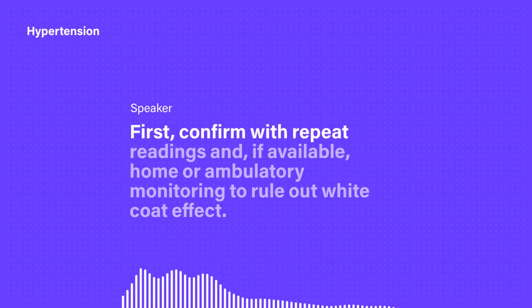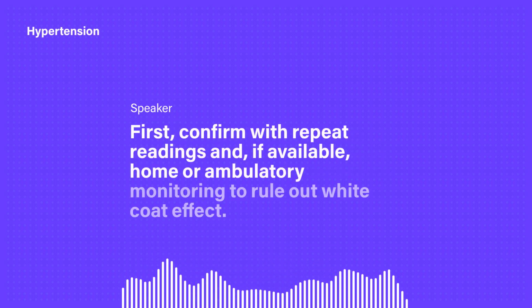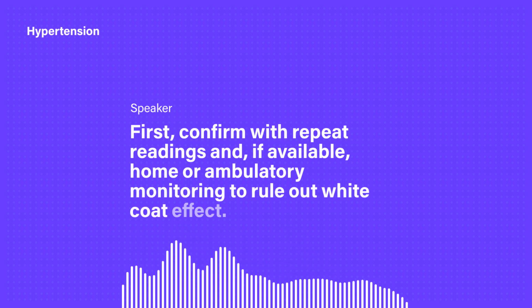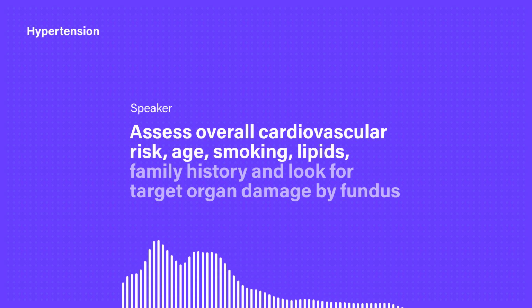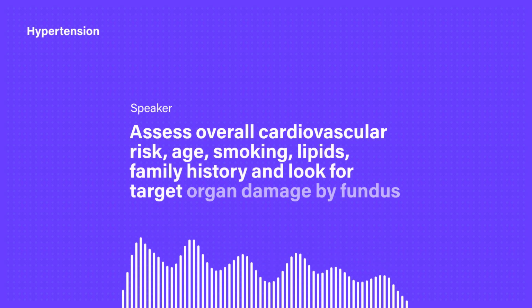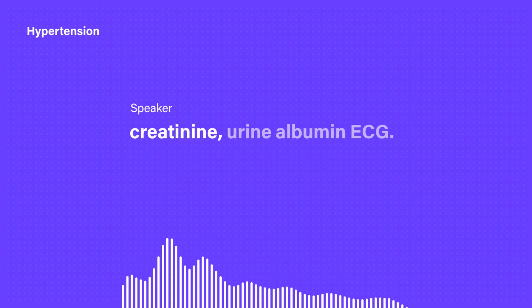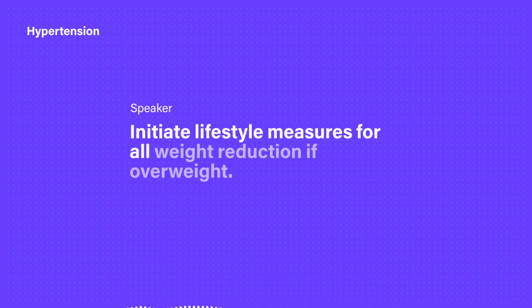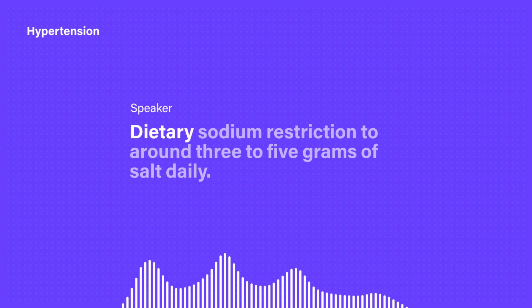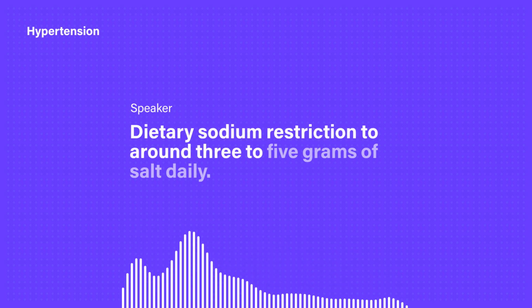First, confirm with repeat readings, and if available, home or ambulatory monitoring to rule out white coat effect. Assess overall cardiovascular risk: age, smoking, lipids, family history, and look for target organ damage by fundus, creatinine, urine albumin, ECG.